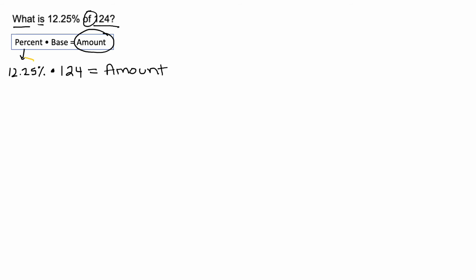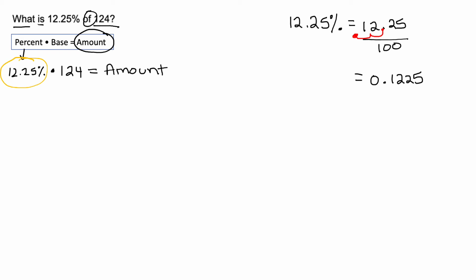Again, I have a percentage in my formula, so first I need to convert that percent to a decimal. So over here, I'll write 12.25%. And to convert that to a decimal, I want to divide by 100. We can do this on our calculator, or you can just locate the decimal and move it 2 places to the left. That gives me a decimal value of 0.1225. I'll put this value into my formula. So now I have 0.1225 times 124 equals the amount.